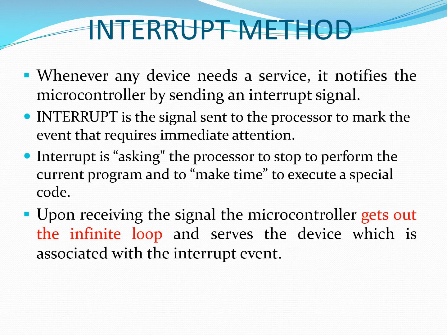Okay. So an interrupt is asking the processor to stop performing the current program and to make time to execute a special code. As I mentioned before, the app is the special code for another program that is run by the processor, while the main program is the OS. Upon receiving the signal, the microcontroller gets out of the infinite loop and serves the device which is associated with the interrupt event.